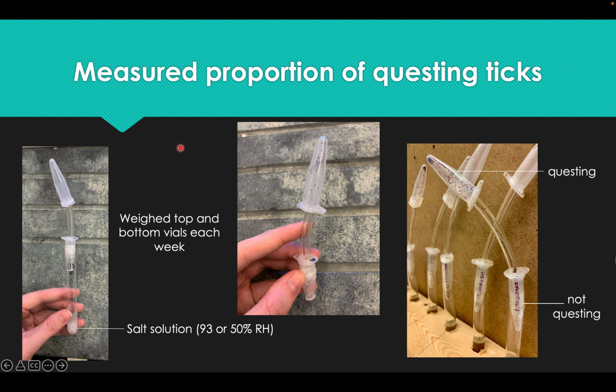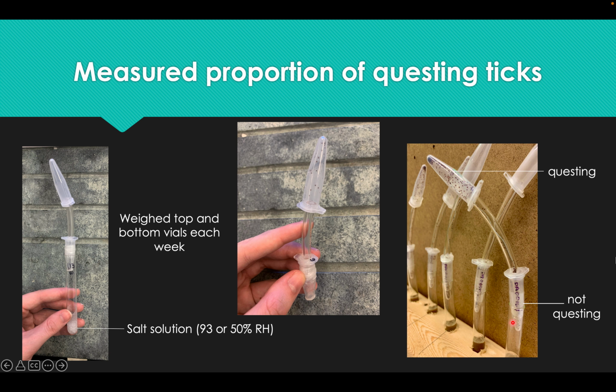This is a closer look of how the vials themselves were actually set up. We used a larger test tube here with the salt solution in the bottom that generated either the 93% or the 50% relative humidity. And then this is the actual test tube that we put inside of this one. This bottom one here is where we initially put the tick larvae. The bottom is cut out and covered in mesh so that the salt solution can actually reach the ticks. And then over time they were allowed to crawl up this middle tube and into this top tube.